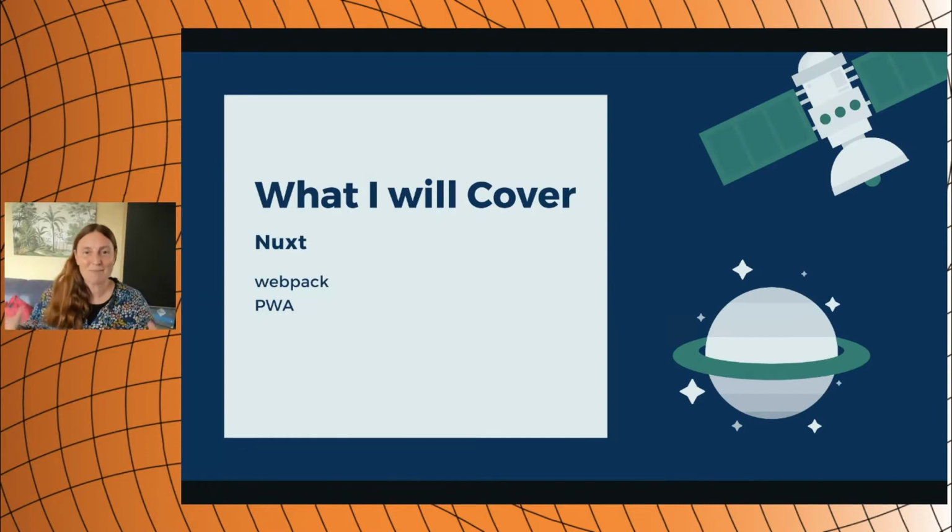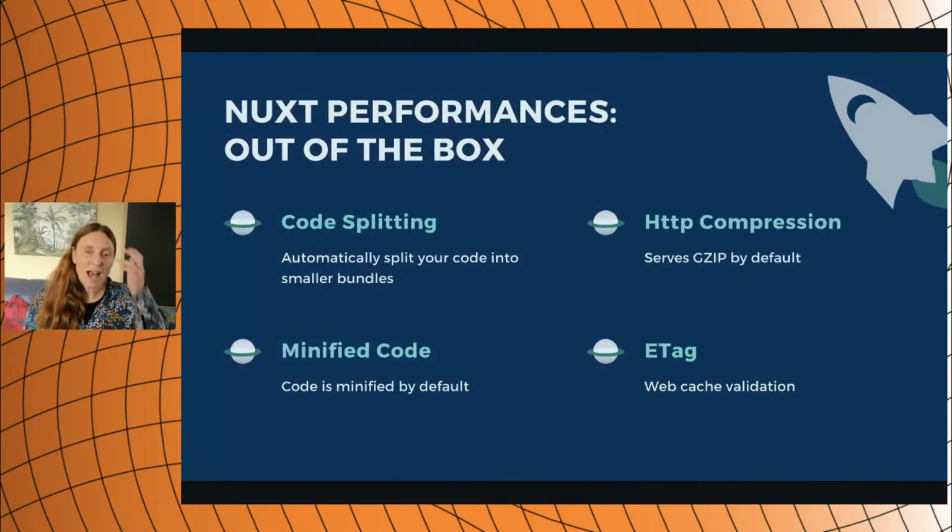What I'm going to cover is Nuxt, Webpack, Progressive Web App, and a couple of other things. So let's have a look at the Nuxt performances that come out of the box. Now, what does out of the box mean? Out of the box means that you're getting it for free without having to actually do anything. It just works, automatically.